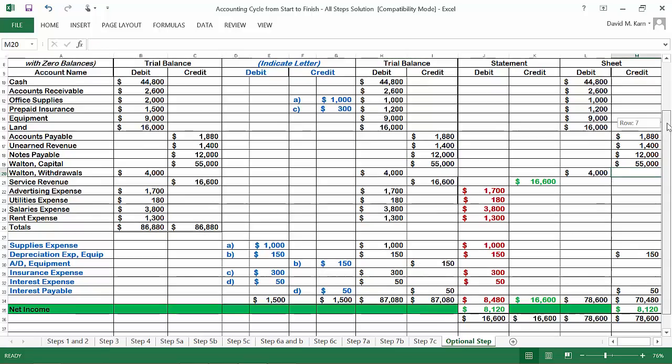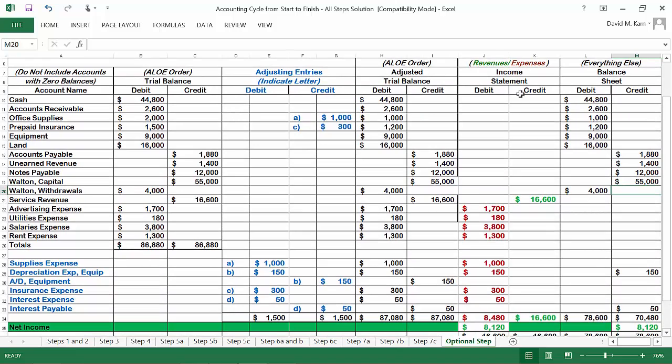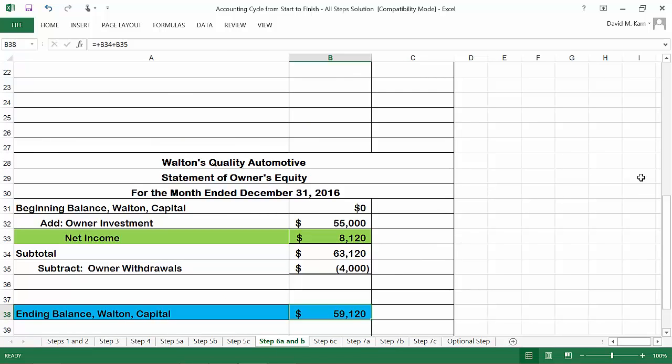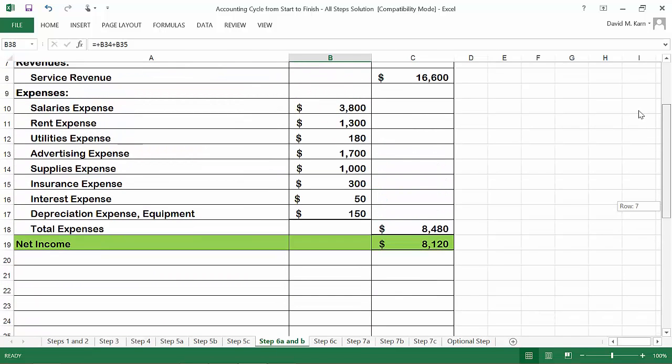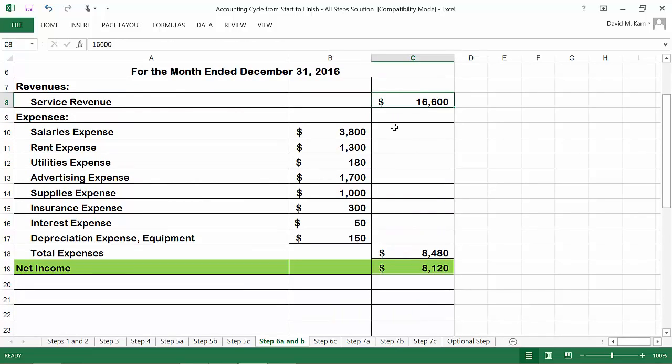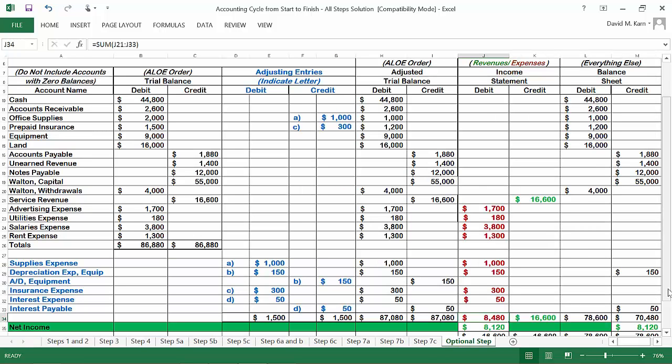It gets a little bit more complicated as we move across. Remember, the income statement will mirror what you prepared, so let's take a look at this area here. I put the revenues in green and expenses in red to help you discern this. So we know that total revenue was $16,600, and total expenses was $8,480, and we can go back to step 6A and look at that. We can see right here $16,600 total revenue, $8,480 total expenses, and then our net income of $8,120. So we know that it's the same.